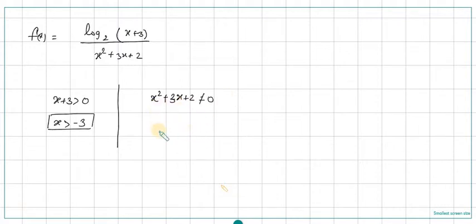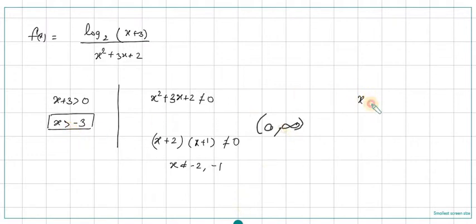What are the factors? Let me just write: x plus 2 and x plus 1 cannot be equal to 0, and so x cannot be equal to minus 2 and x cannot be equal to minus 1, and we have x greater than minus 3. So it simply means that you have all the numbers greater than minus 3, but minus 2 and minus 1 shouldn't be there. So write x greater than minus 3, so minus 3 to infinity, but only two numbers we have to exclude from there, that is minus 2 and minus 1.